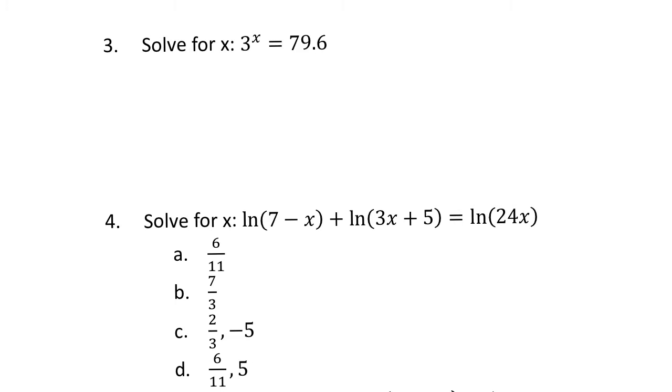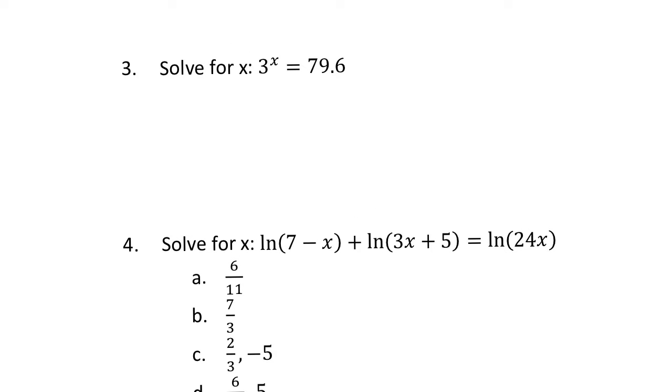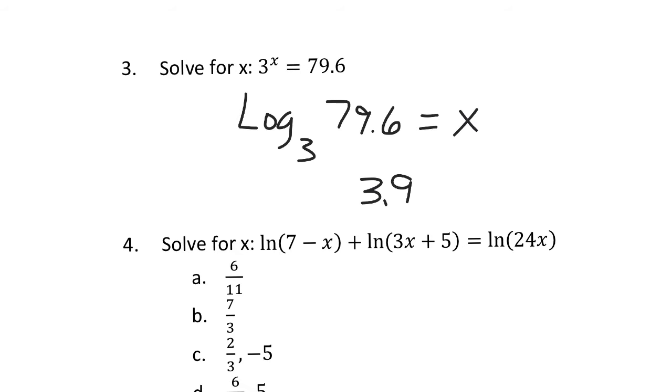Number 3 is an exponential problem. We'll turn it into a logarithm. Log base 3 of 79.6 is x. And so I'm going to just do the log of 79.6 on this old calculator and divide it by the log of 3. And if you use log base, you get the same thing. It should be 3.984.